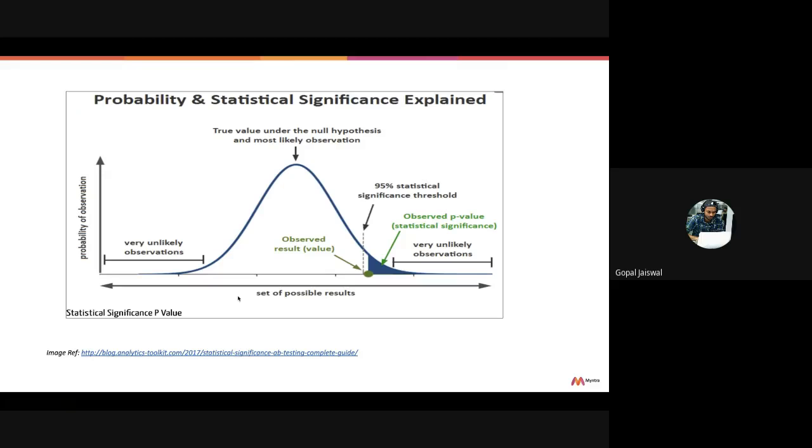Another thing is this is the visual representation of that. So here we can say that the standard expectation is the 95% significance threshold, but we take the decision if we are crossing that, and the p-value should be less.